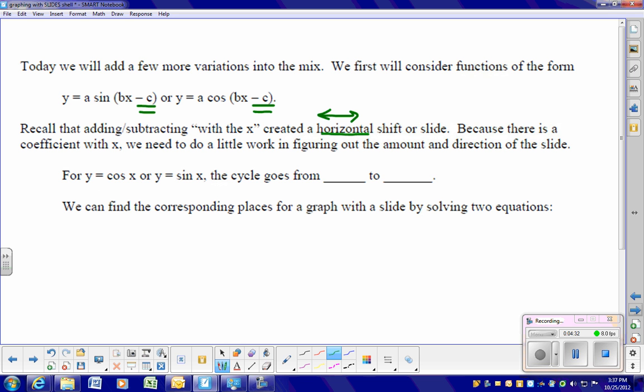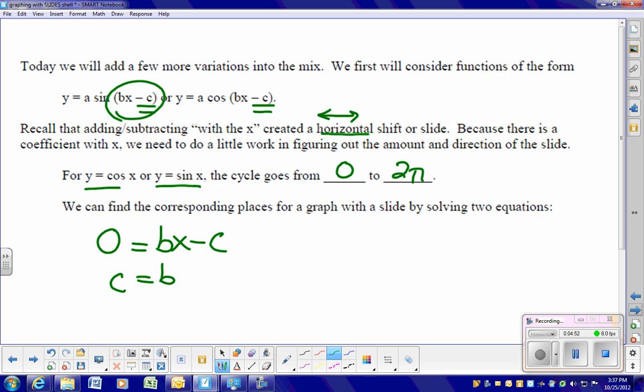Now for cosine or for sine, one cycle typically goes from 0 to 2 pi. And so if we were to just think, okay, it's normally going to start from 0, but that's when there's just an x here. If there's bx minus c there, what happens is we'll solve for x now, bring the c to the other side, divide both sides by b, and we find out that the starting place, so to speak, is c over b.